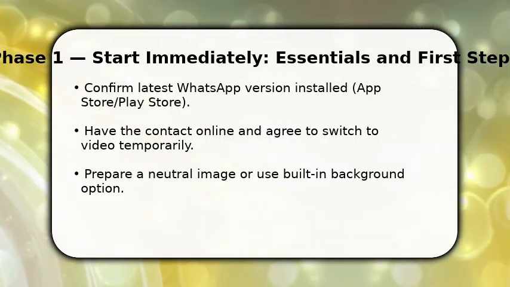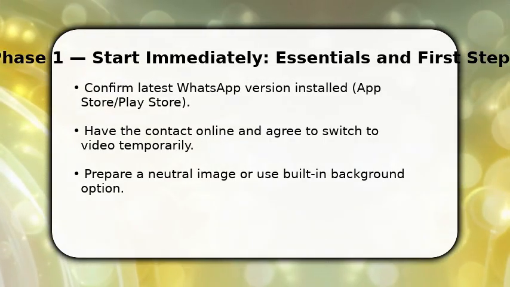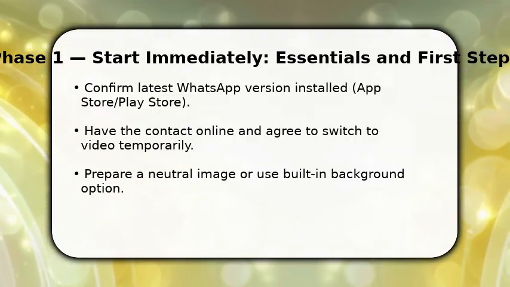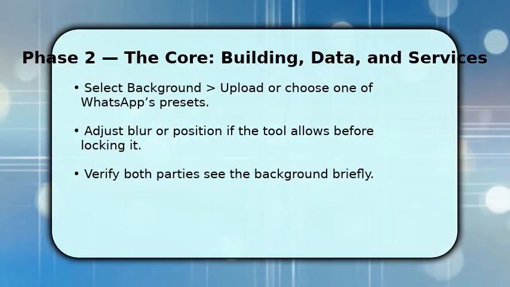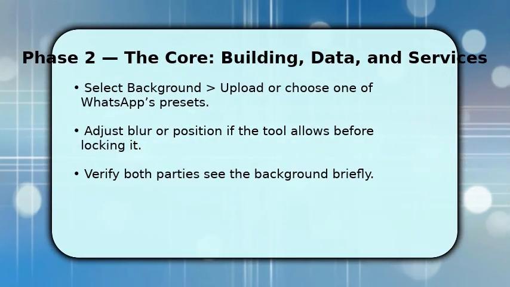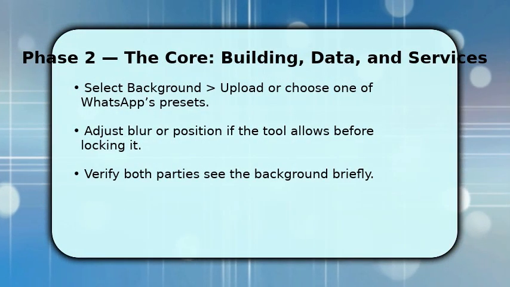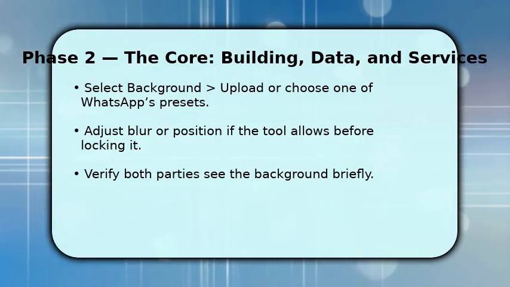Do this now because WhatsApp does not offer a direct voice call background setting. The video route is the workaround that gives visual control. With the video connection active, set your background using the in-call background selector. Pick upload or a preset and position it.